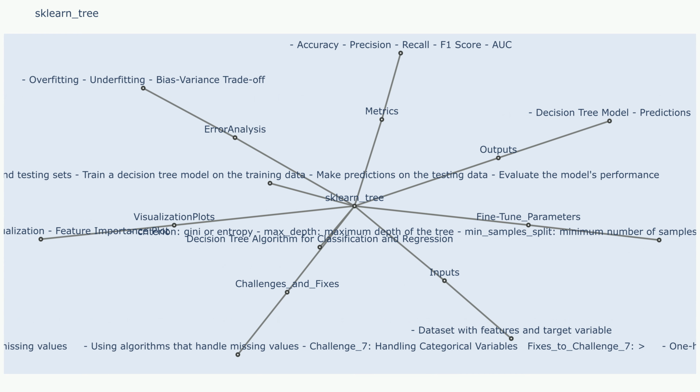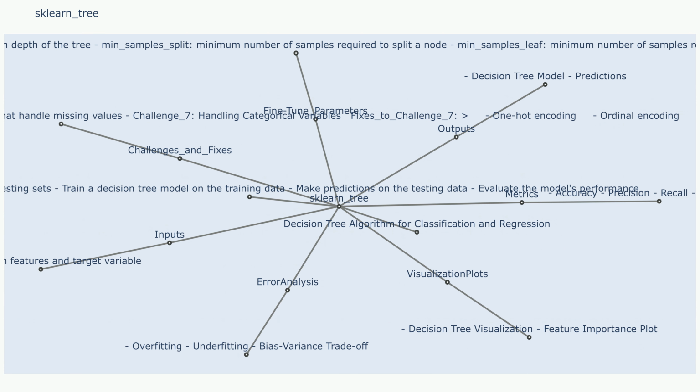Sample use case that resulted in challenge 1: a decision tree trained on a dataset with a small number of instances may overfit to the training data, leading to poor performance on unseen data. Fixes to challenge 1. Use techniques like pruning or regularization to prevent the tree from becoming too complex. Use cross-validation to evaluate the model's performance on unseen data.